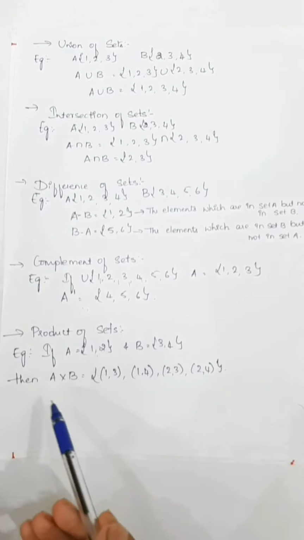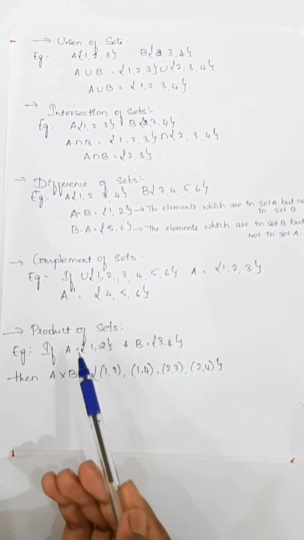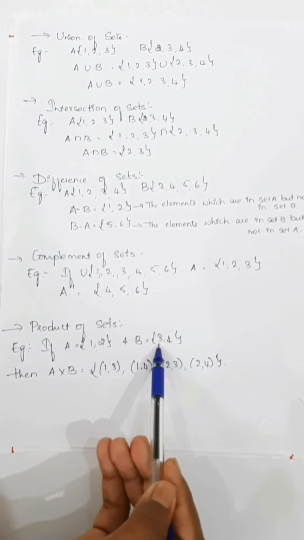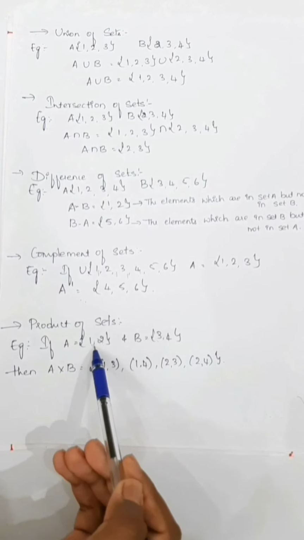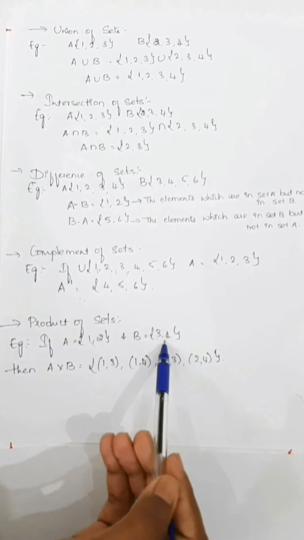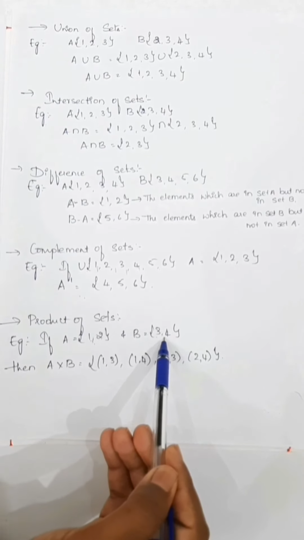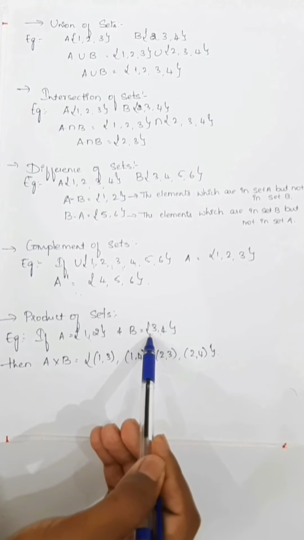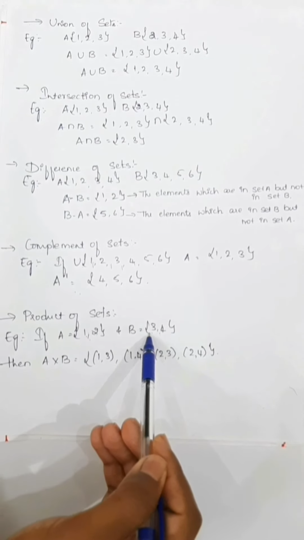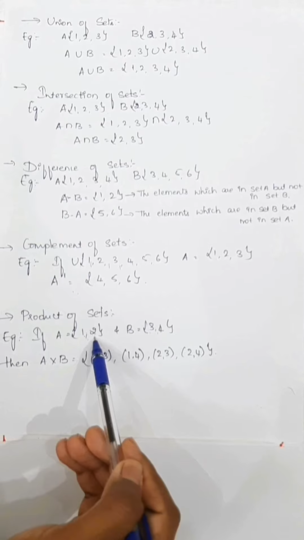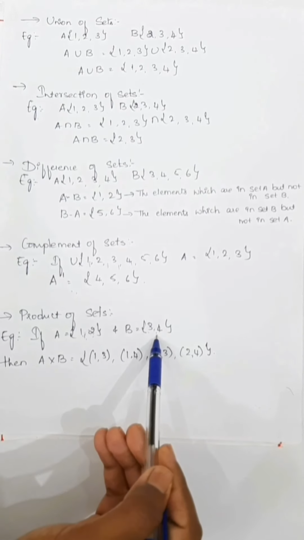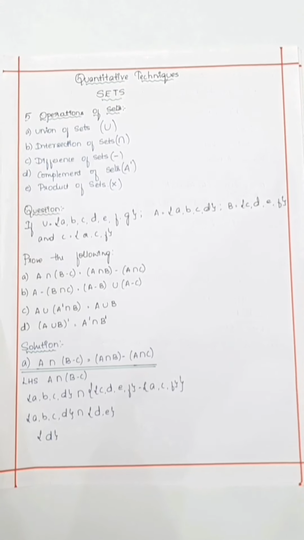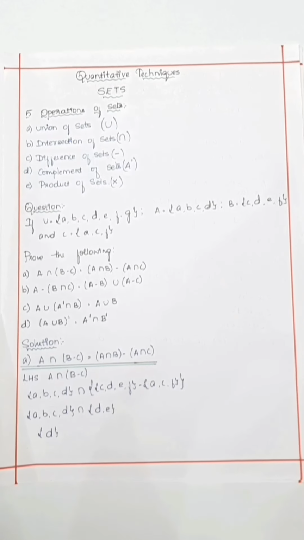That is, A into B is equal to first element from the first set and first element from the second set. Next, first element from the first set, second element from the second set. Next, second element from the first set and first element from the second set. And at last, second element from the first set and second element from the second set. So these are the operations of sets. Now we are going to solve a problem.